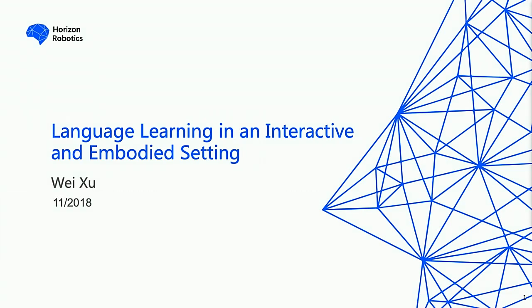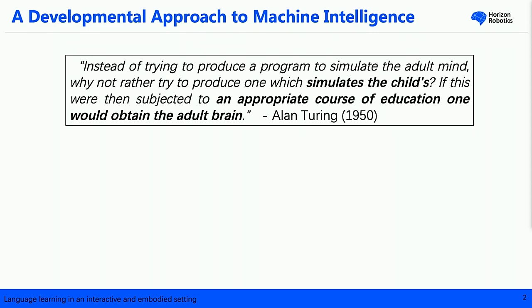Okay, good afternoon, everyone. Today I'm going to talk about language learning in an interactive and embodied setting. In 1950, Alan Turing proposed the now very famous Turing test. A less known fact is that he also proposed a way to attack this problem. Here is what he said.